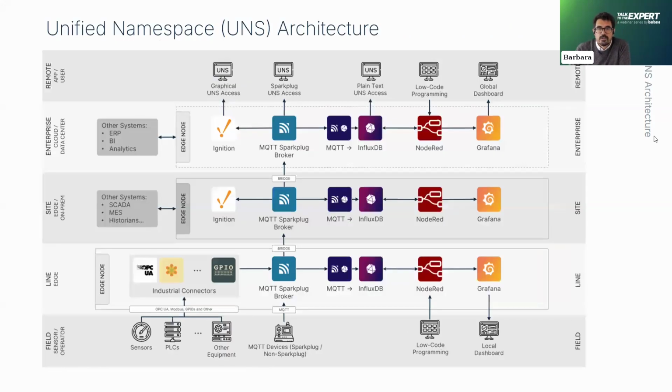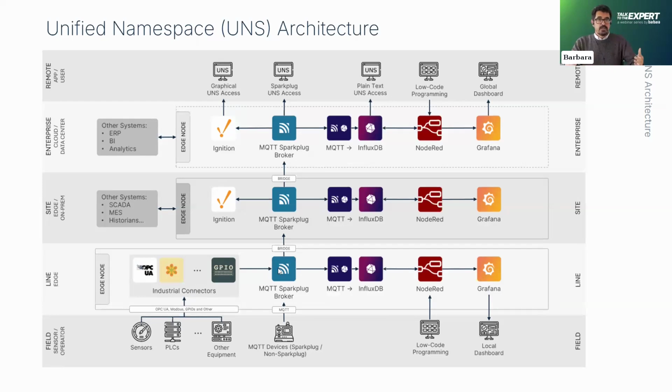So, well, here we have the general architecture of the application involved in this UNS use case. We can see we have the physical sensor located in the field level, okay? Here is where we connect this. We have the edge node located in the line level, and we have different industrial connectors, okay? We can use different protocols to gather the information from this equipment, okay? And then we publish this information in this MQTT broker.